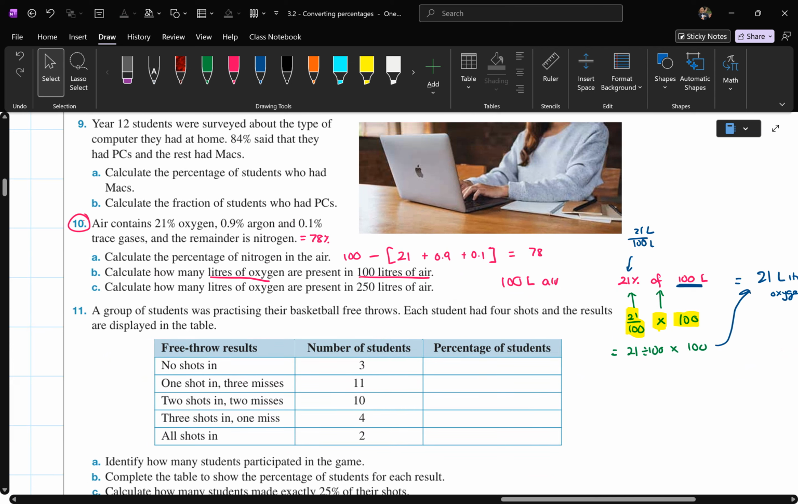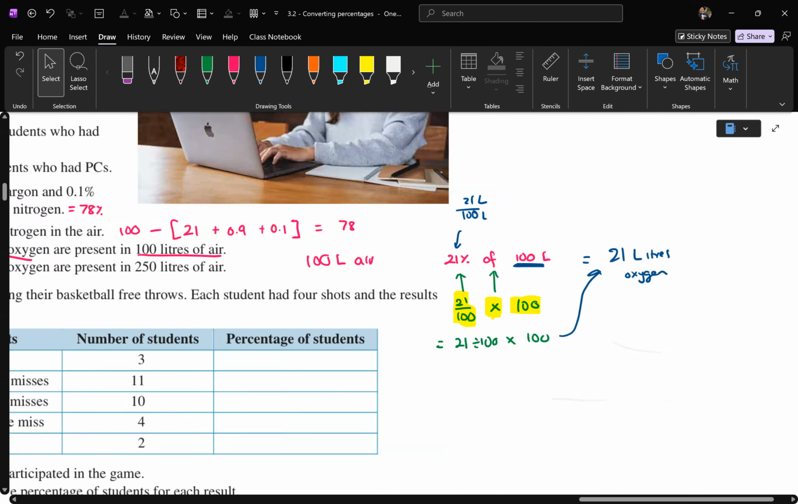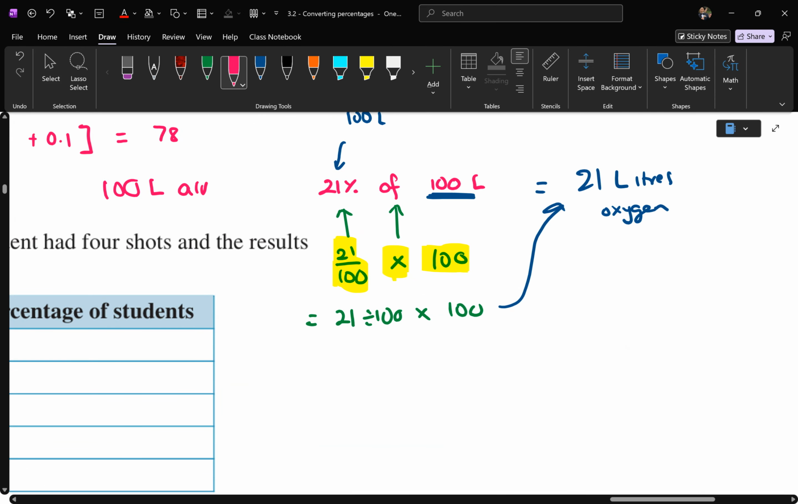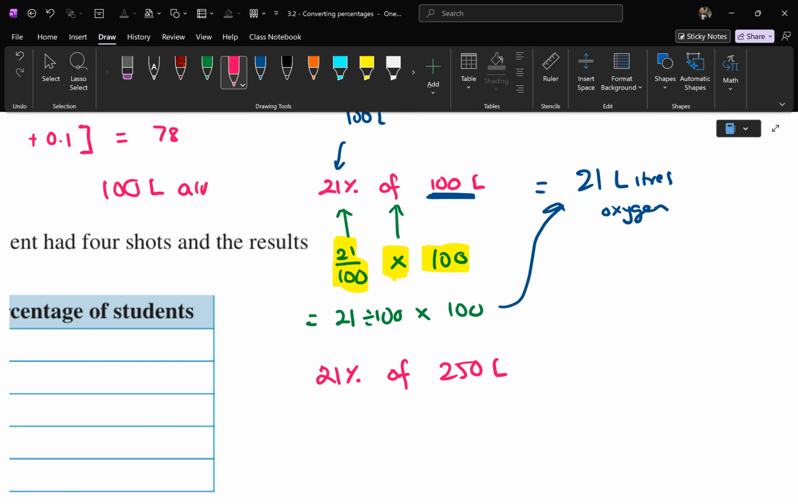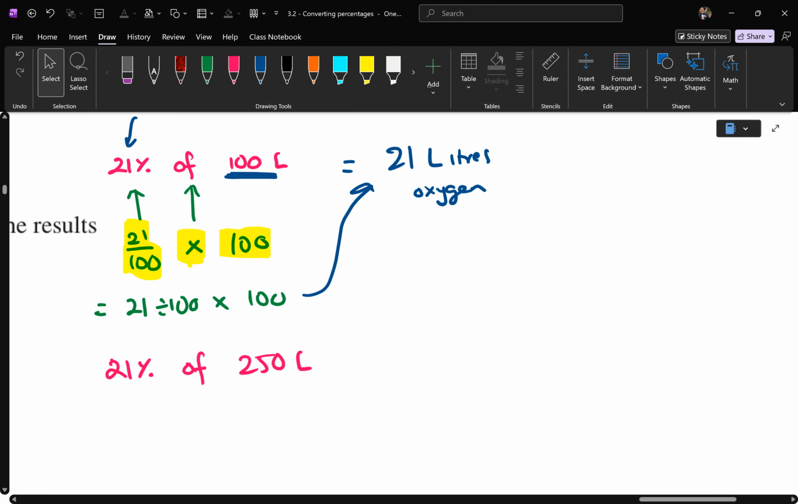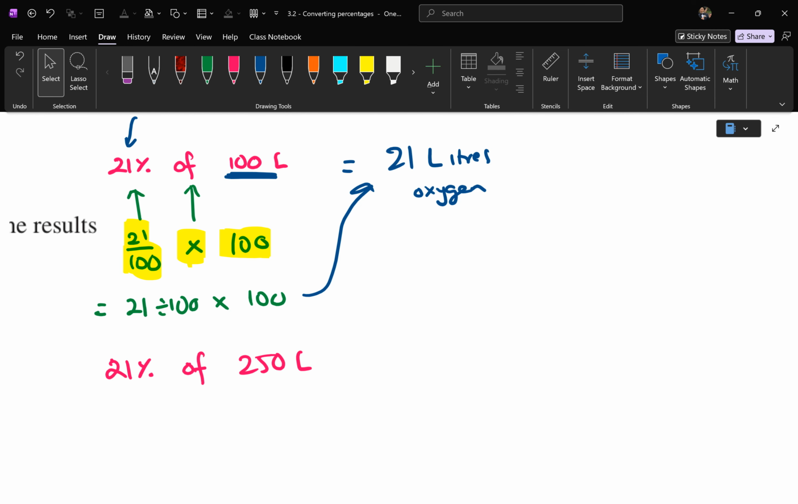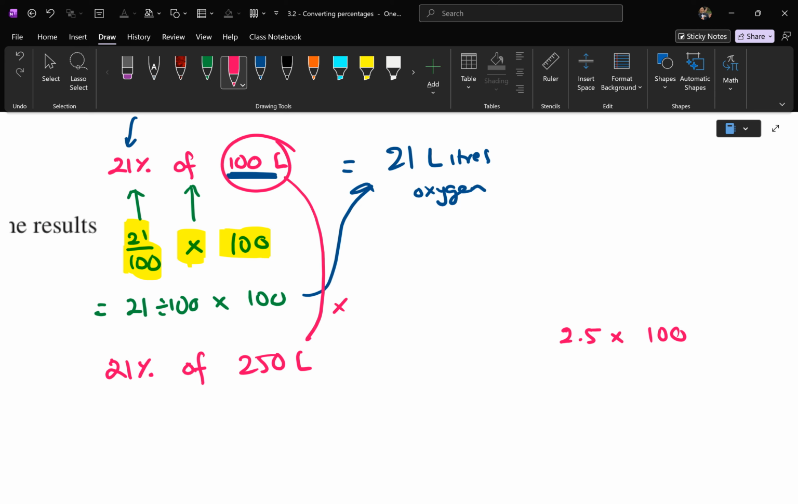Okay? And the last one, C, calculate how many liters of oxygen are present in 250 liters of air. So now it's the same concept again. We know 21% is oxygen, but this time it's 250 liters. Again, this one's a bit of a different skill, which is interesting because you can think of it in many different ways. You can think of 250 liters as 2.5 times 100. So you start off with 100, and this is 2.5 more. So technically, you just needed times 21 by 2.5, and you get your answer.